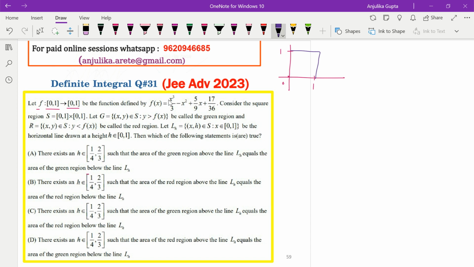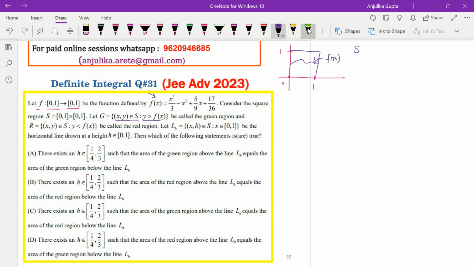And vaguely if I draw, this is the function given to you, the cubic equation. So if I vaguely draw, let's say this is my function f of x. Now next they are saying consider the square. Of course we have already drawn the square. The square they are calling S. Let G be the collection of all points in the square such that y is greater than f of x.